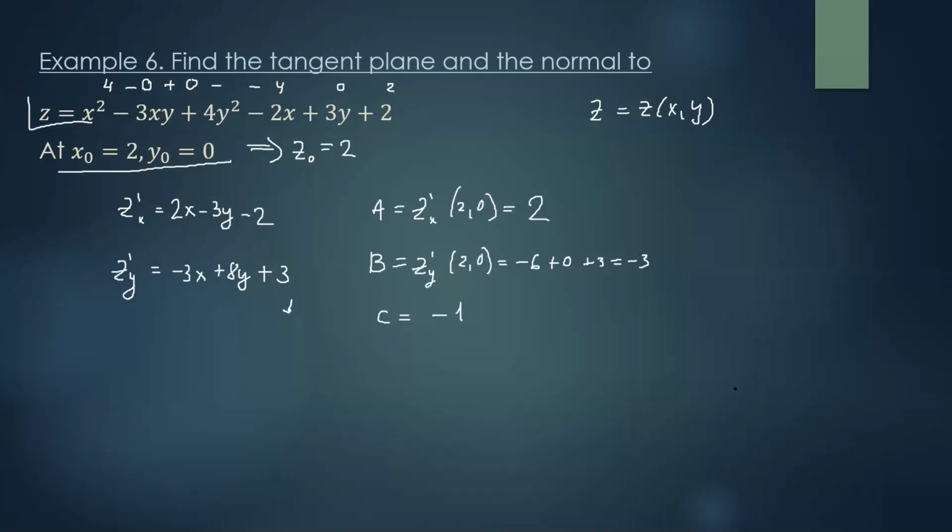Does it always remain minus 1? No, only in this situation where you have an explicit function. So if z is written simply in terms of x and y, you see, there's no z on the right-hand side. If you can write z as an explicit function, then the third coefficient will be -1 always.